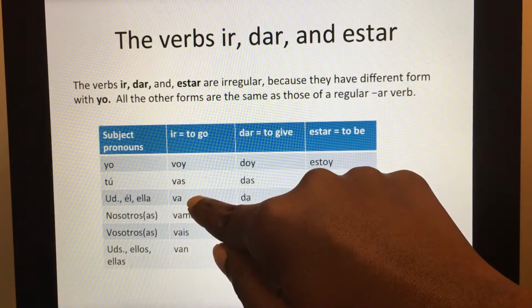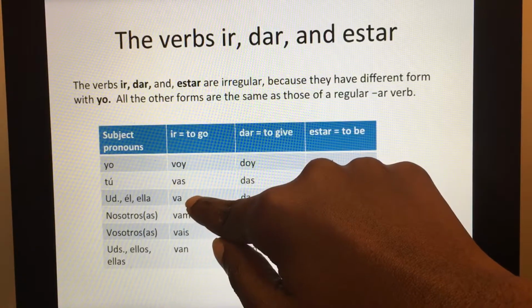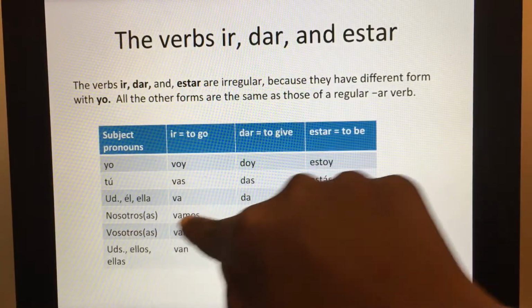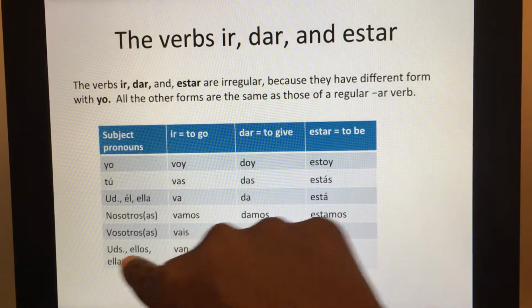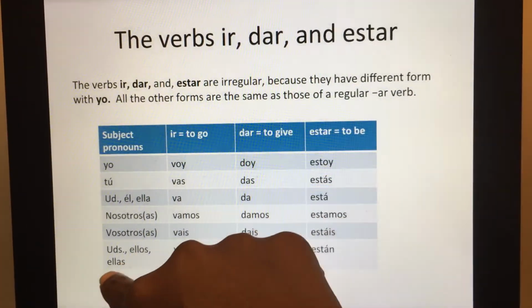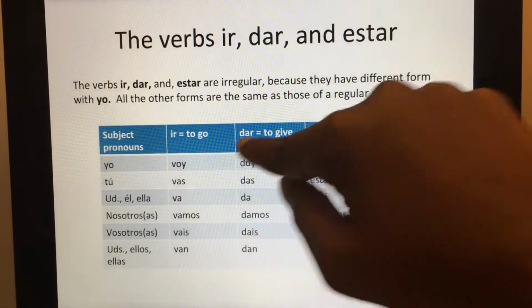Él va. He goes. Ella va. She goes. Or you can say going. Nosotros vamos. We are going. Ustedes van. You all are going. Ellos, ellas van. They are going or they go.